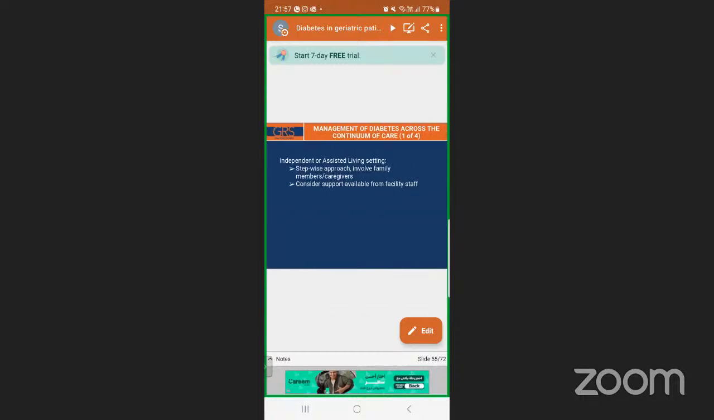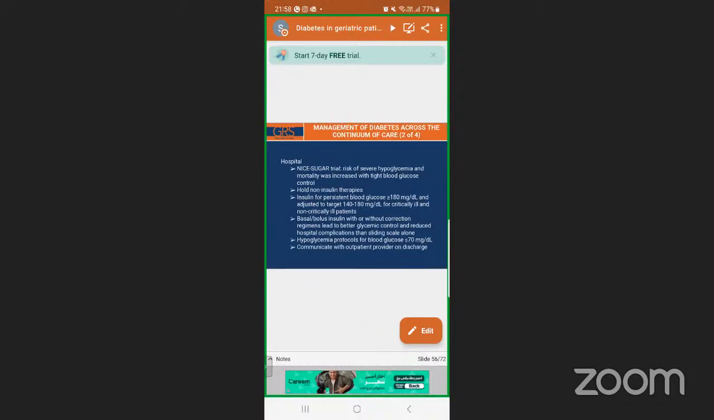Last topic, we are going to talk about management of diabetes across the continuum of care, especially in independent or assisted living settings. A stepwise approach involving family members or caregivers, considering support available from the family and staff, should be encouraged.